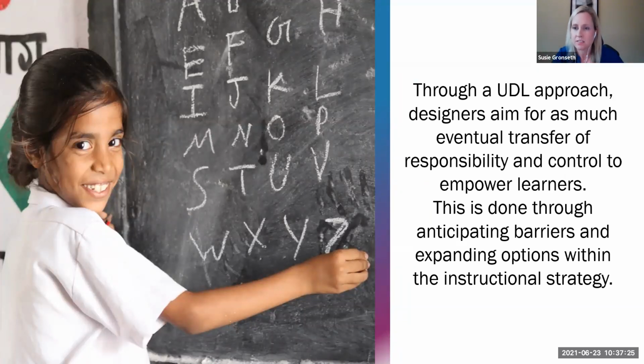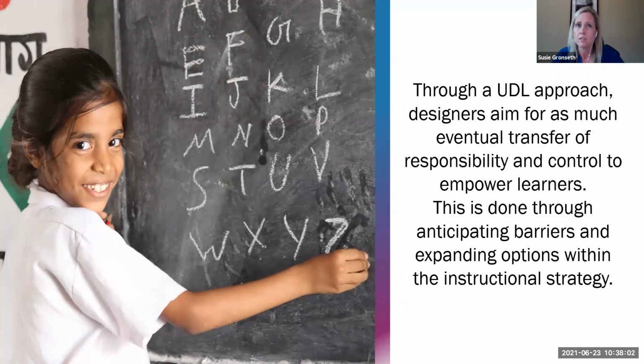Ultimately, I would synthesize that conversation to say that through a UDL approach, designers aim for as much eventual transfer of responsibility and control to empower learners. And this is done through anticipating barriers and expanding options within the instructional strategy. So it's much more than voice and choice, which I think some people, when they first hear about universal design for learning, think: it's just providing a menu of options, a tic-tac-toe board of options. But it's so much more than that.